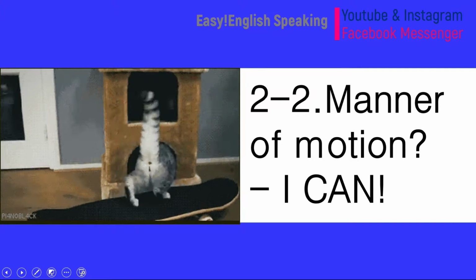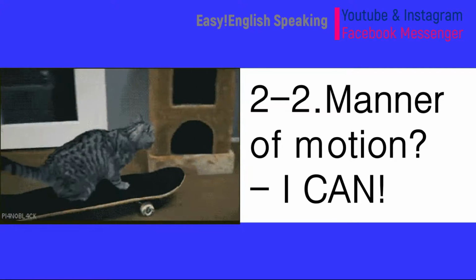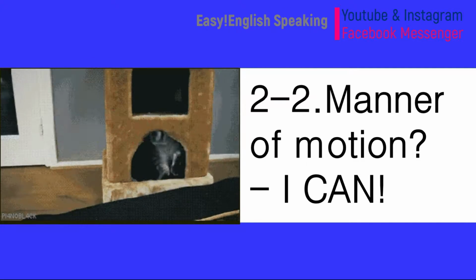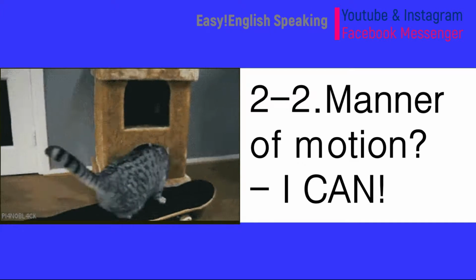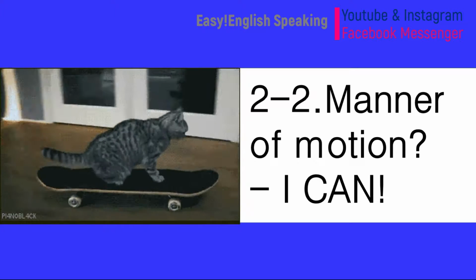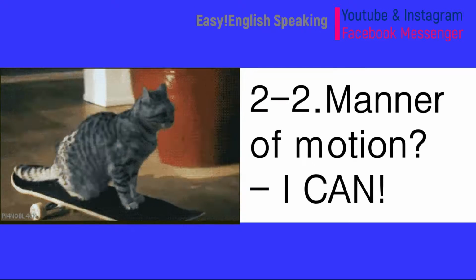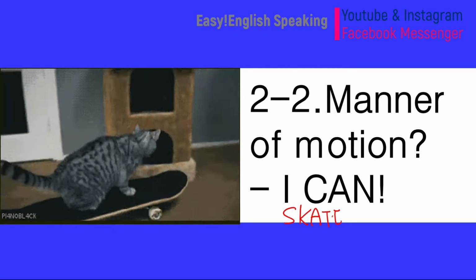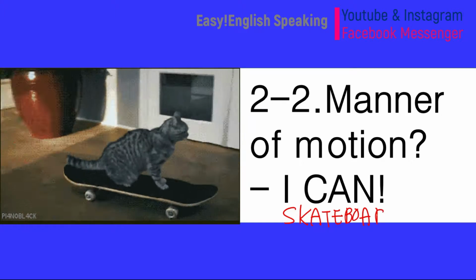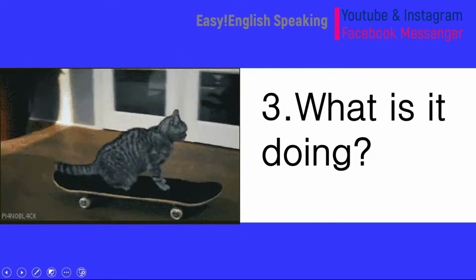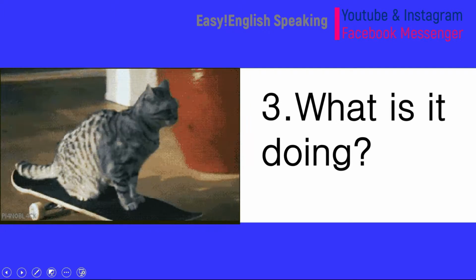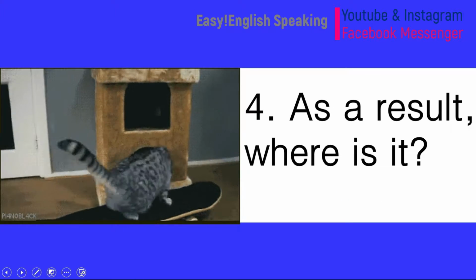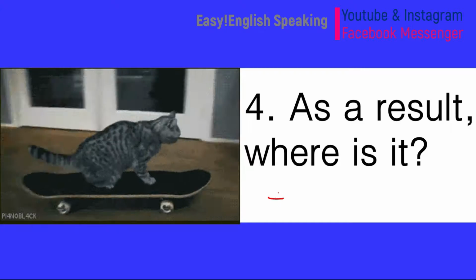If you are able to tell me one word verb which tells me the manner of the motion of the cat, then you can use it. In this case, the cat is moving by the skateboard. Thus, in this picture, the manner of motion is skateboard. Third, what is the cat doing? As we said, the cat is doing into. Fourth, as a result, where is the cat? The cat is now in the house.